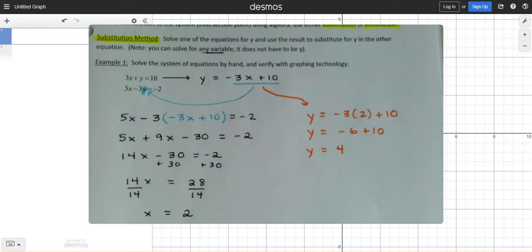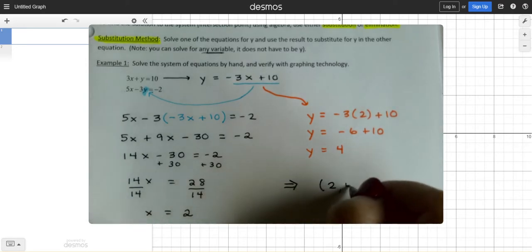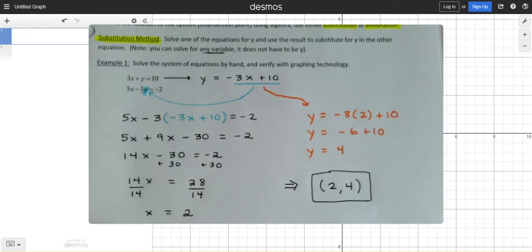Now when you write the solution to a system, you can certainly just say x equals 2, y equals 4, but because that solution really represents an intersection point, we typically give the solution as an ordered pair, a point. So in this case, since x is 2 and y is 4, I'd probably write my answer as (2, 4).